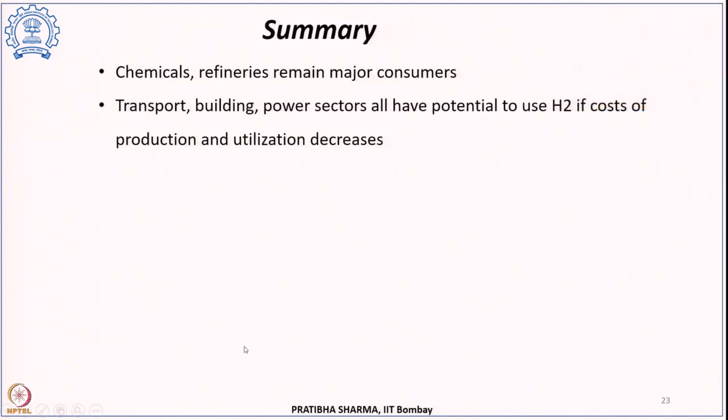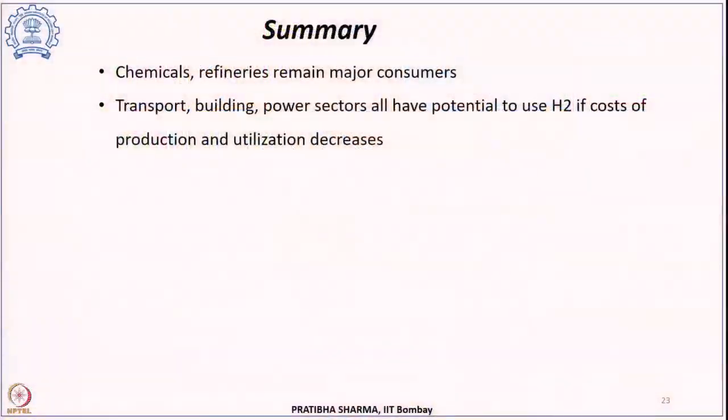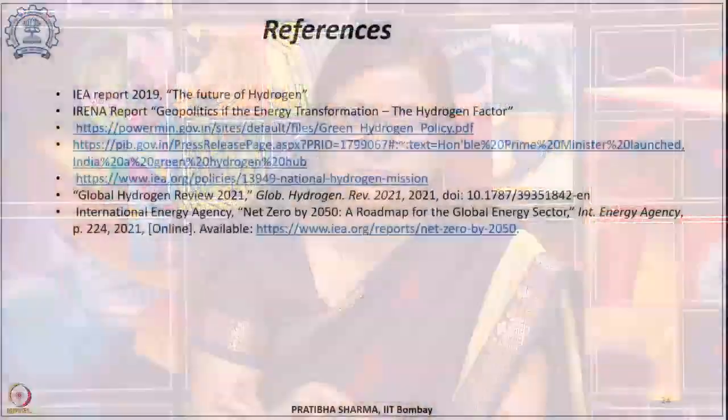To summarize what we have seen, the different sectors which are currently using hydrogen and sectors which will be using hydrogen in future: chemical and refineries remain the major consumers, and these are the conventional sectors which have been using hydrogen for decades. However, there are certain segments which will come up with hydrogen demand, like the transportation sector, building and power sectors, and there the requirement will be to reduce the cost of production and utilization.